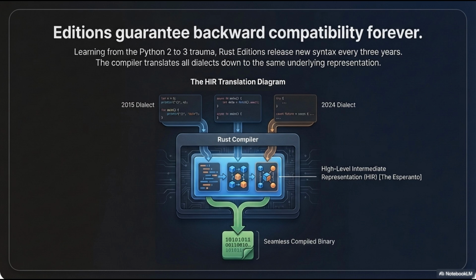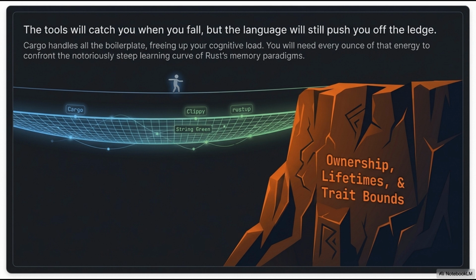Yeah, we do have to give an honest assessment here. The learning curve for Rust is incredibly steep. It is likely steeper than any language you have encountered so far. It's notoriously tough. And that's because concepts like ownership, lifetimes, and trait bounds simply have no direct equivalent in Python or Java. The garbage collector completely hides memory management from you in those languages.